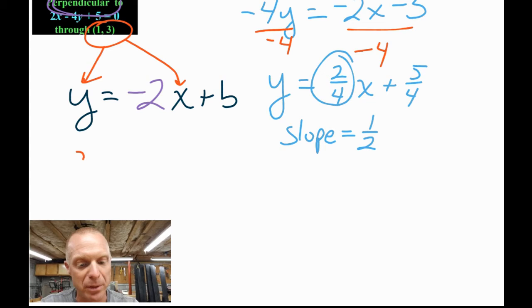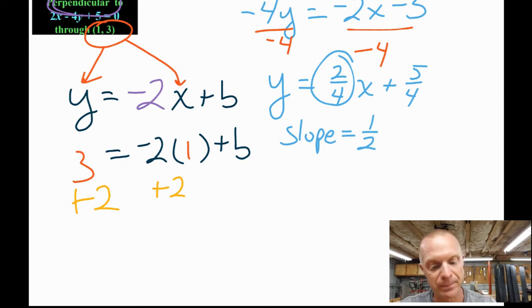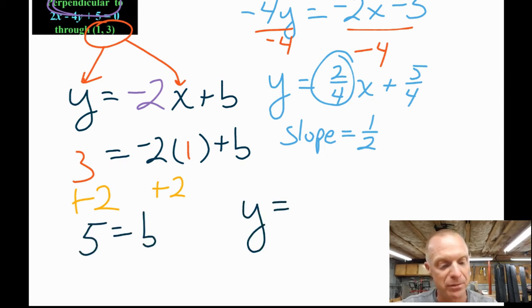Remember, you want to plug 3 in for y. You want to plug 1 in for x. It's not backwards. You just have to be careful. Make sure you're plugging in for x and for y. All right, solve this for b. Add 2 to both sides, right? Add 2, and b equals 5. Now, once you know that b equals 5, then you've got yourself an equation that has that perpendicular slope, okay, and then our y-intercept.